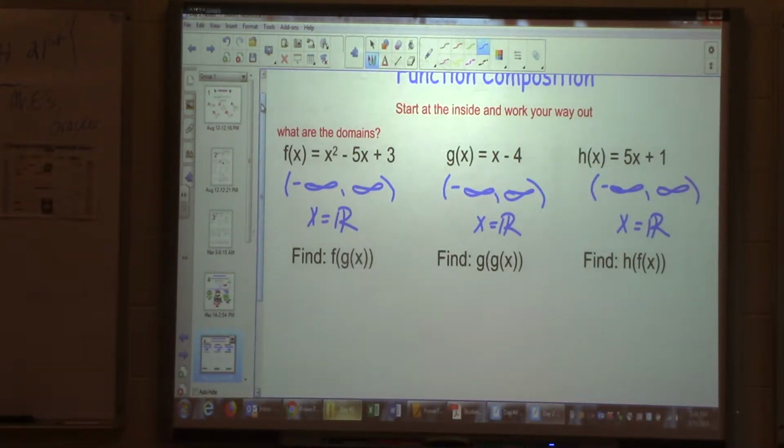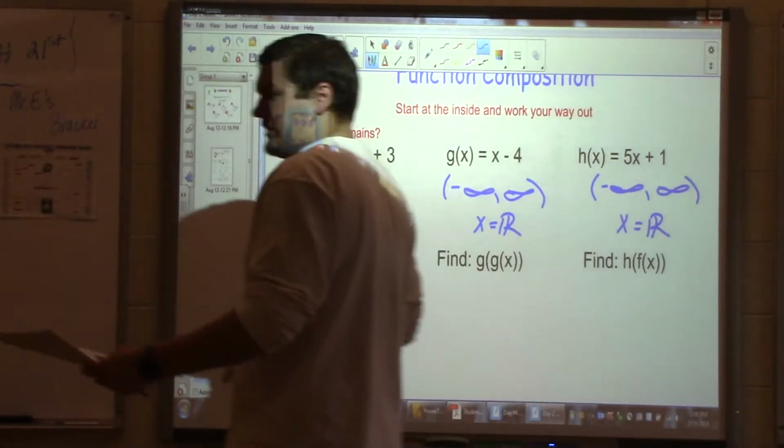Alright, first one. It says f of g of x. So, gotta figure out what g of x equals.